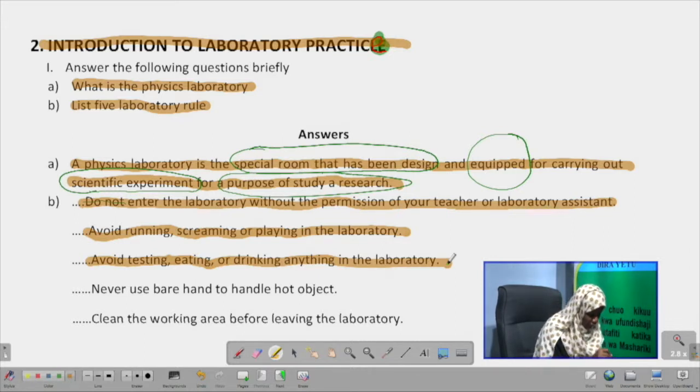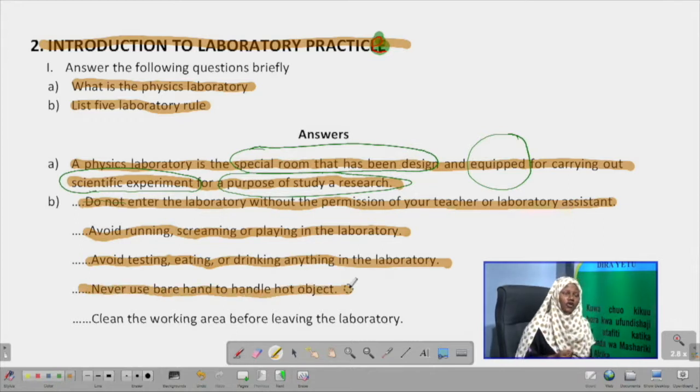The fourth one is never use bare hands to handle hot objects. So in the laboratory room, we are going to do some heating activities. We are going to put on flames and heat. Maybe you are going to heat a salt. Maybe you're going to heat some water. So if you use your bare hands, you might burn your hand. So the rule is you should never touch hot objects with your bare hands. You should wear some sort of gloves that your teacher or the assistants are going to give you, so that you can touch those hot objects.